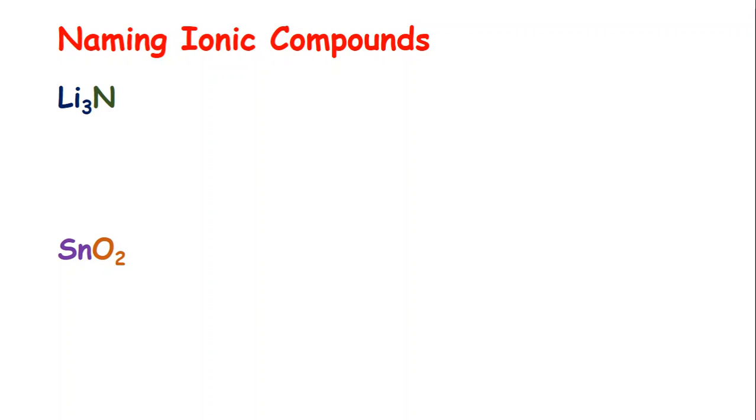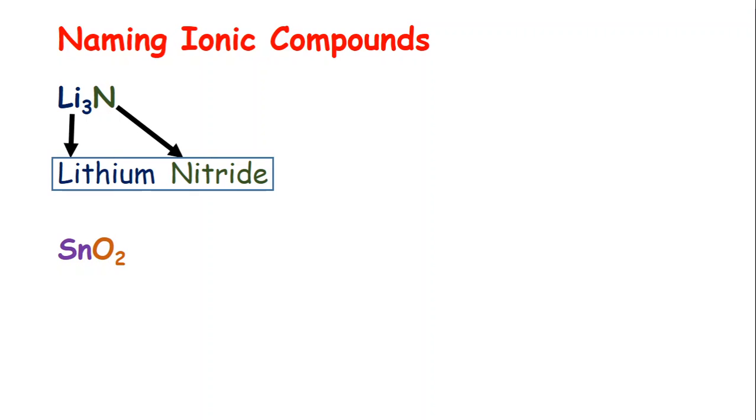Our next examples are Li3N and SnO2. Again we need to pick up the periodic table and find the element that has the symbol Li. The element with the symbol Li is lithium, and next we need to find the element with the symbol N. That is nitrogen, but again we're going to change the second part of the name slightly, and this is nitride. So this compound is lithium nitride.